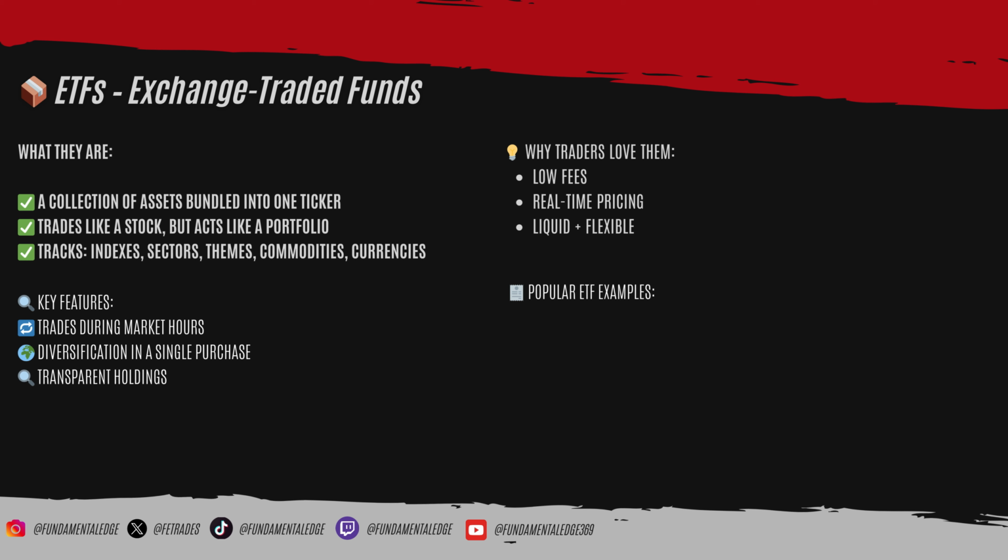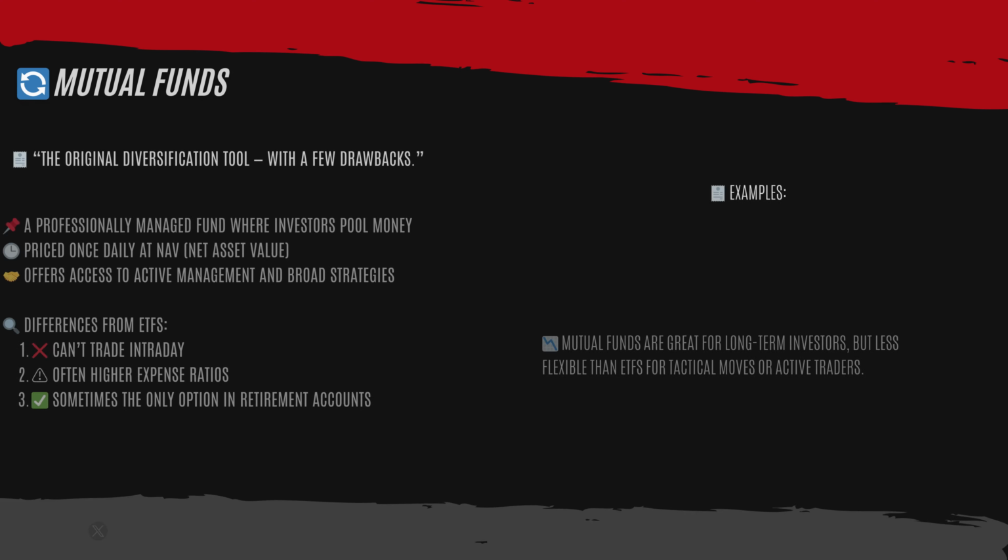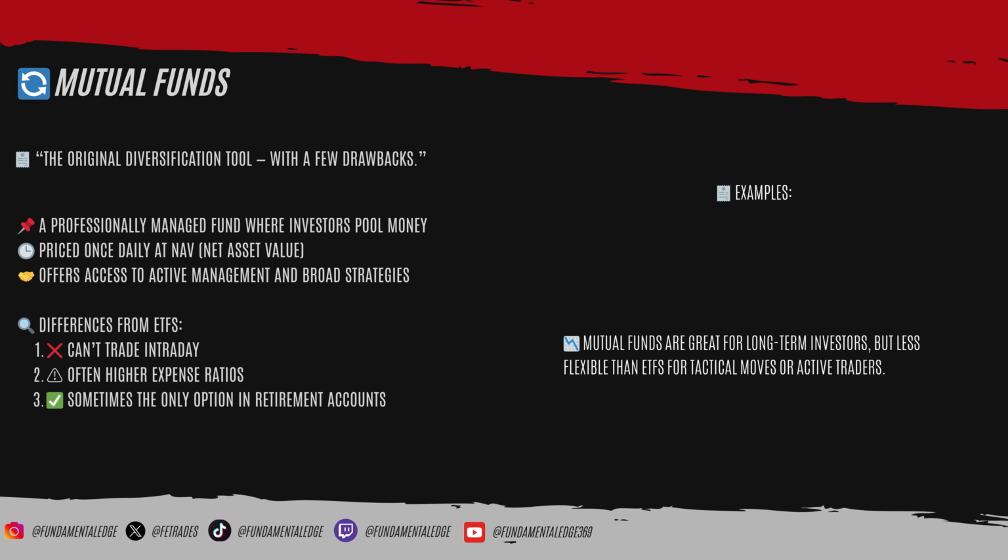And the goals. ETFs are flexible and transparent. But what if you want access to professional management, especially in a retirement account? That's where mutual funds come in. Mutual funds are the original diversification tool. And while ETFs have become more popular, mutual funds still play an important role. The biggest difference? Mutual funds are actively managed and are usually designed for long-term investors.